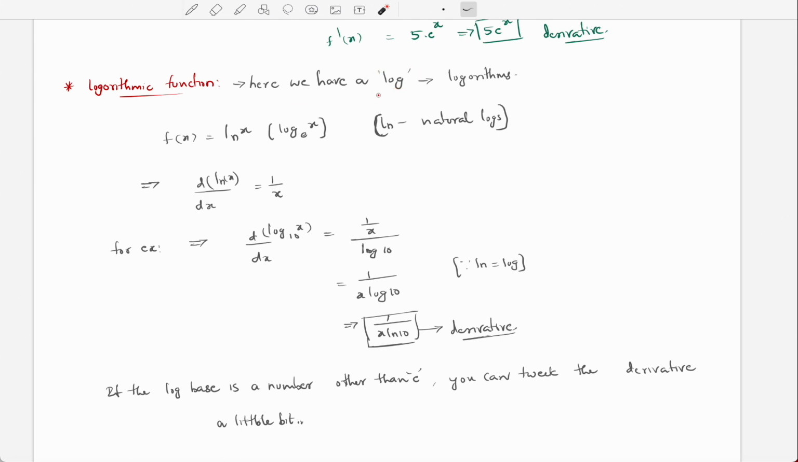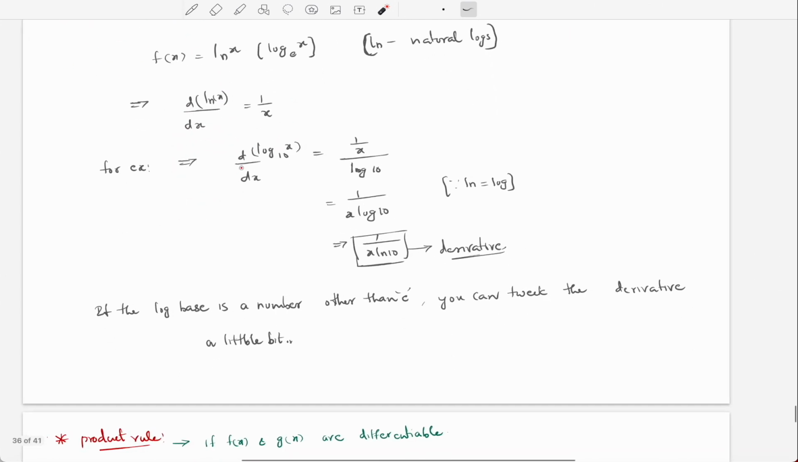Okay, so we have a log on both sides, like logarithms. If you have a function, ln means natural log, okay, ln means natural log. So if you have a function log base e of x, and I just want to find the derivative of that function, then the derivative of log x is equal to 1 by x. This is a formula.